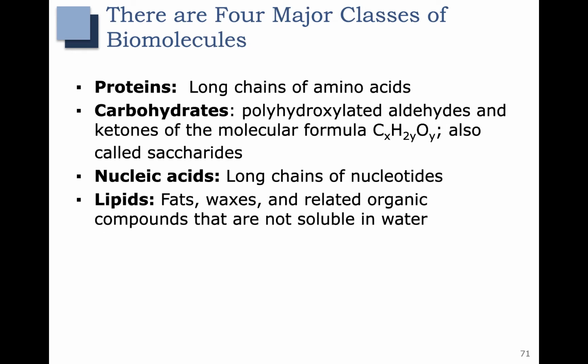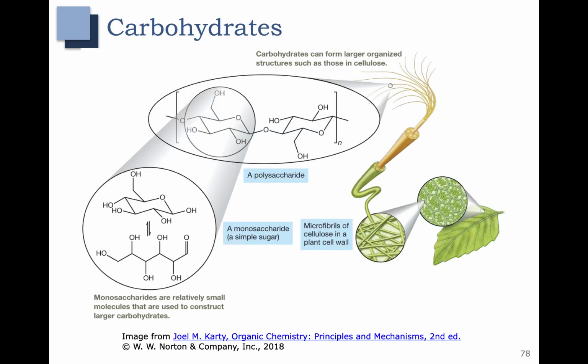Next, we're going to talk about carbohydrates. Carbohydrates are polyhydroxylated aldehydes and ketones. You can see an example here where you have an aldehyde that has all of these OH groups. And here's the aldehyde here. This molecule can cyclize to the cyclic form. Either form is referred to as a monosaccharide or a simple sugar. If they link together in chains, then we have a polysaccharide. Poly means many. Remember that carbohydrates can be called saccharides or sugars as well.